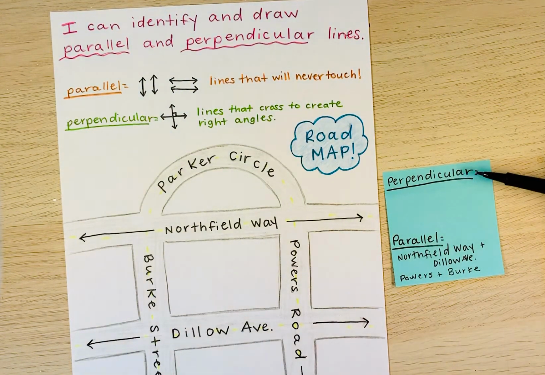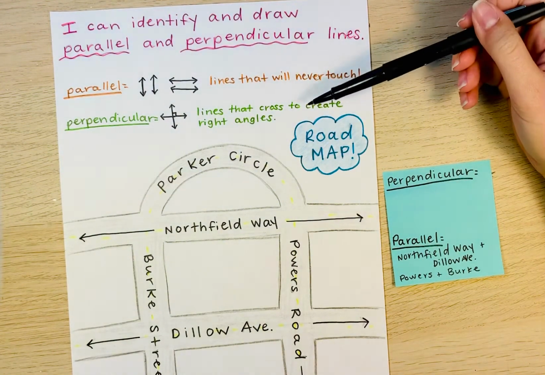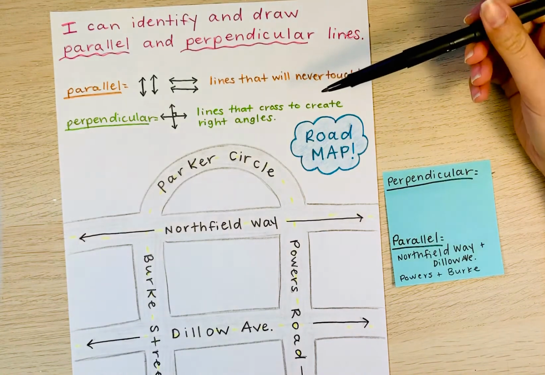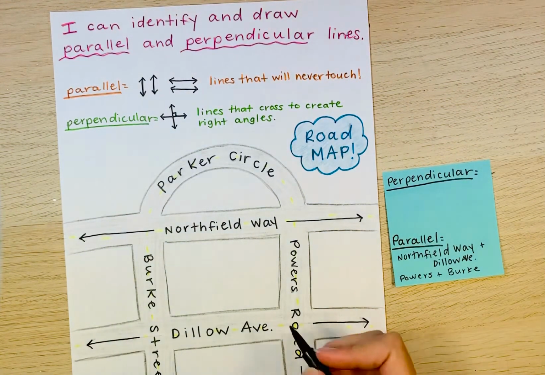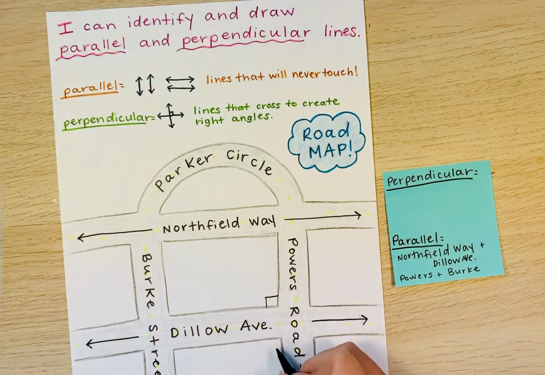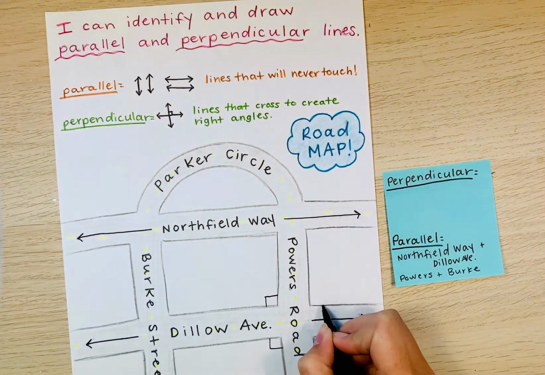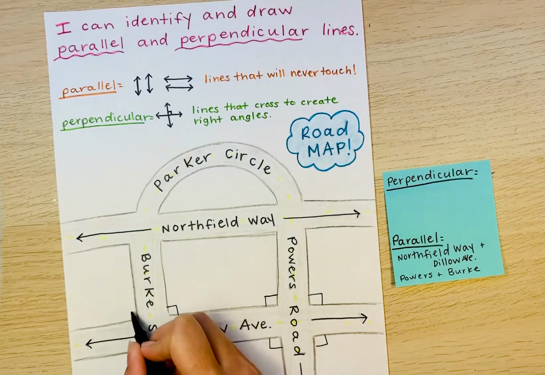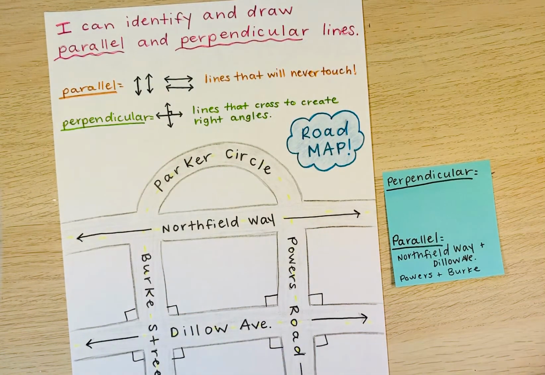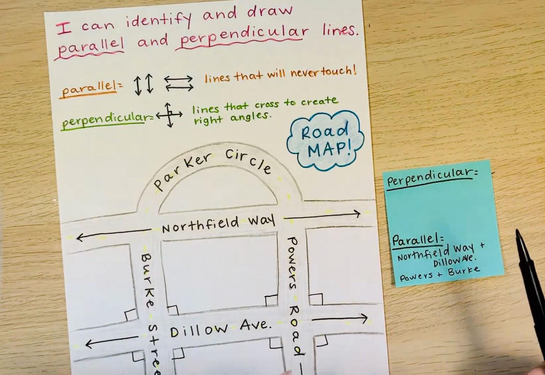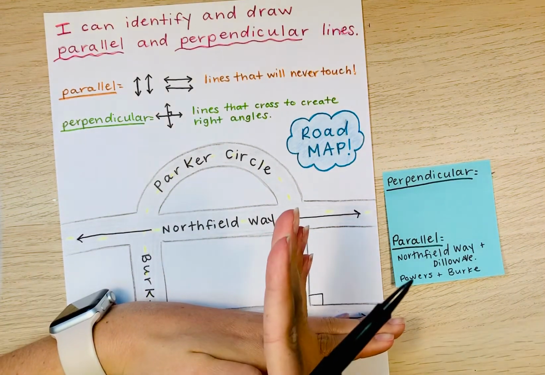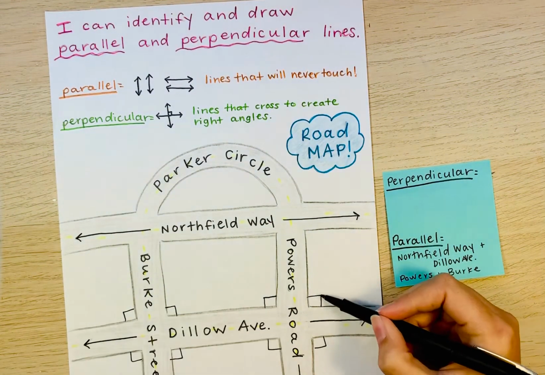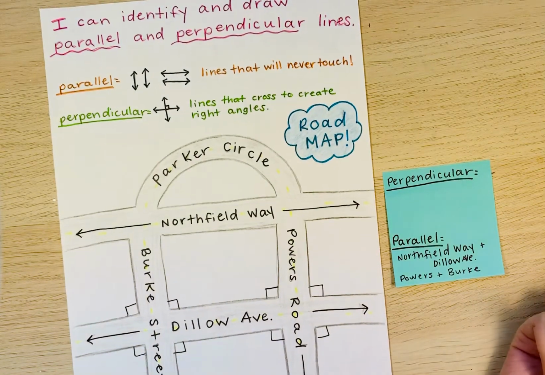Next, we need to figure out the perpendicular lines. We have to remember that these are lines that are going to be creating a right angle. Taking a look here, I see a right angle here, here, here, here, here, here, and here. Knowing that information, I can figure out which lines intersect to create perpendicular lines. I can see that Dillow Ave and Powers Road, when they intersect, all angles are right angles. So let's write that one down.